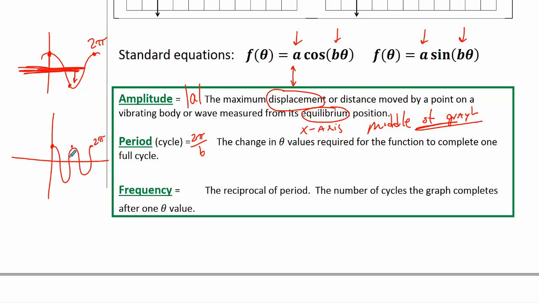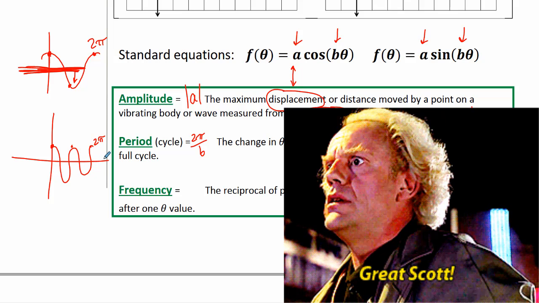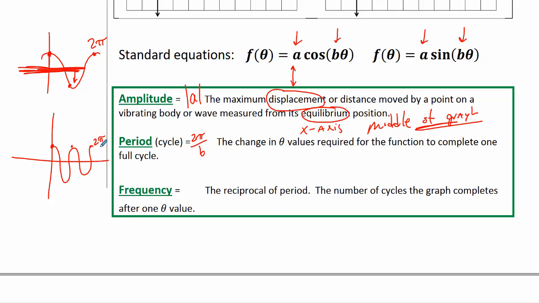So you get more hills and valleys, Hill Valley with Marty McFly from Back to the Future. Great Scott! Hopefully you guys have seen that movie before.